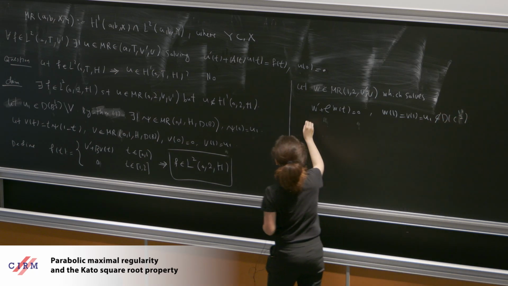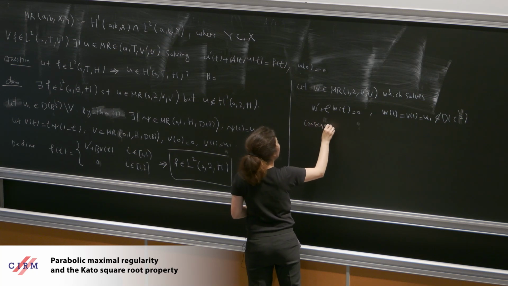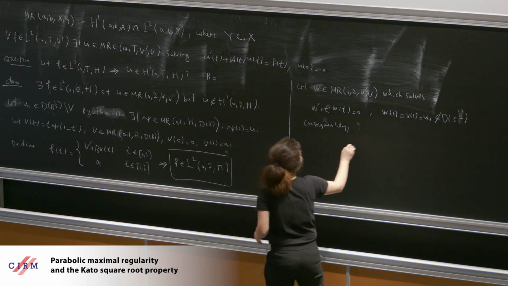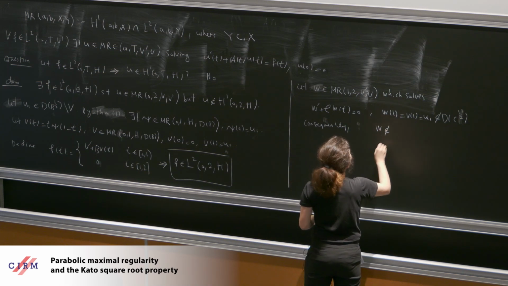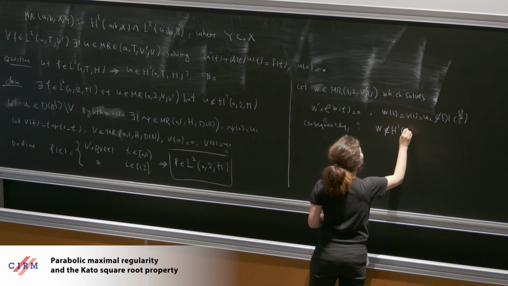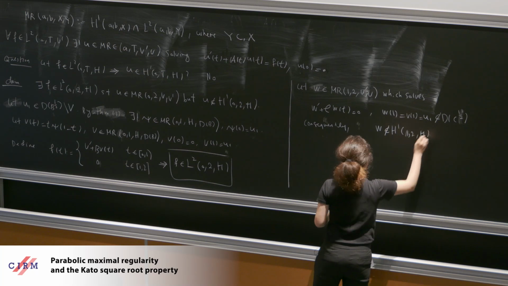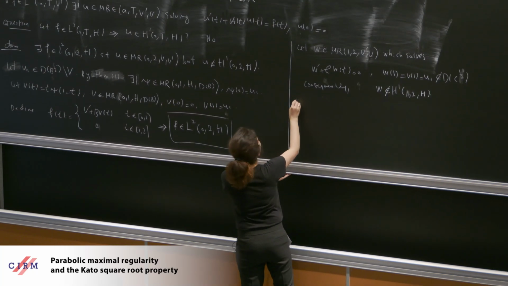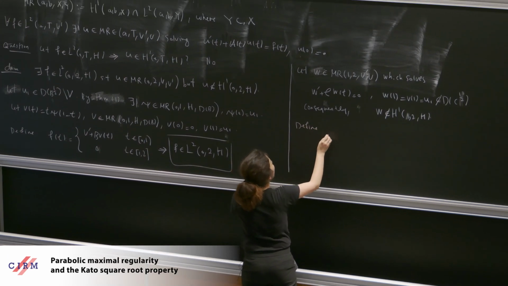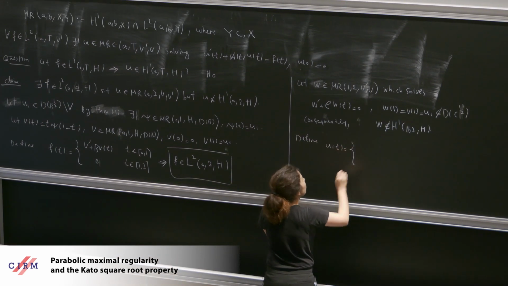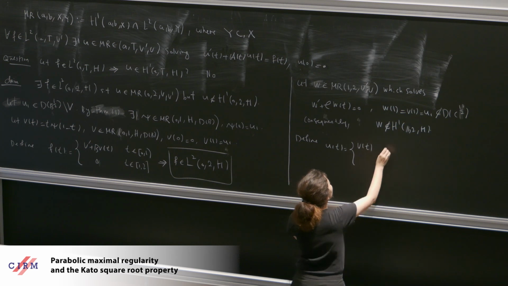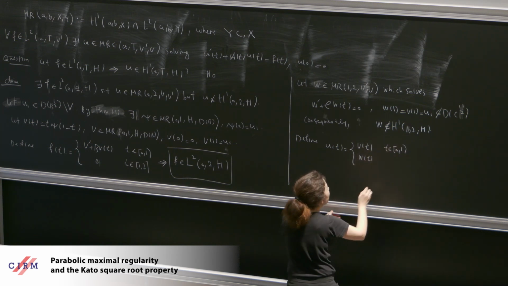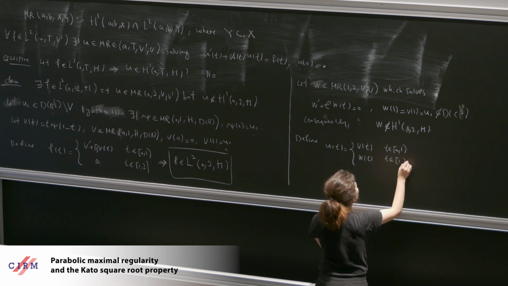And then consequently, using this if and only if, this W is not in H1 of H. Okay? And then I have to say what U is. Define U(t) to be the same as V(t) for t between 0 and 1, and to be W(t) for t in the interval between 1 and 2.